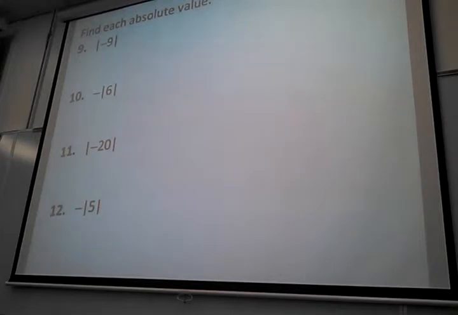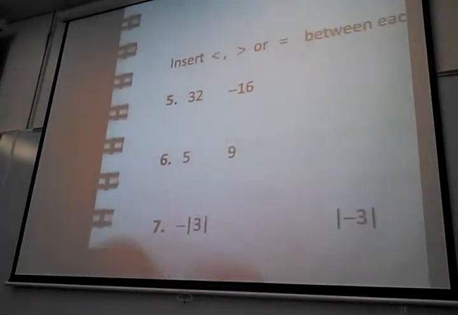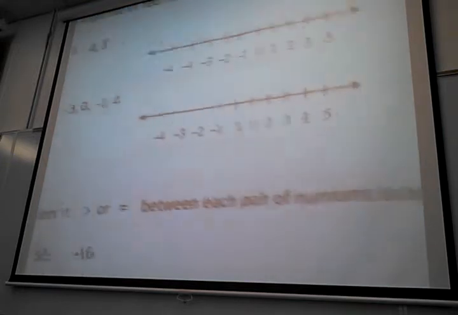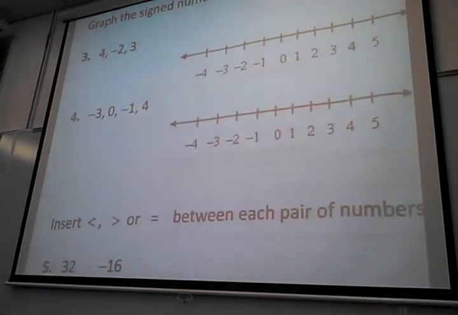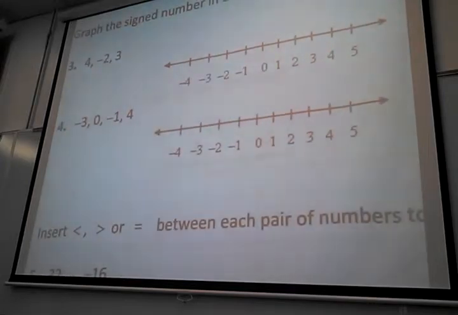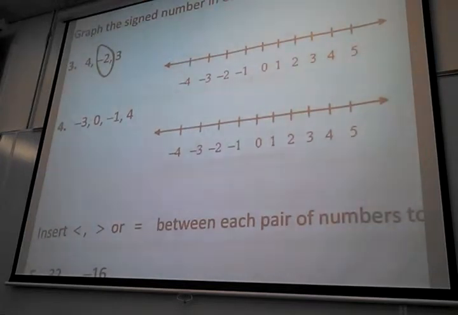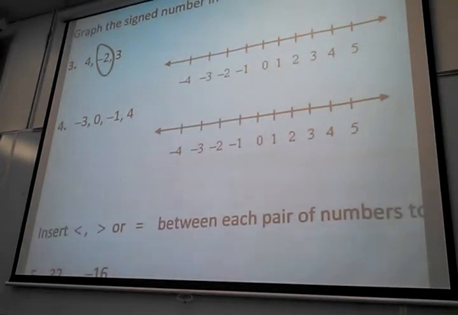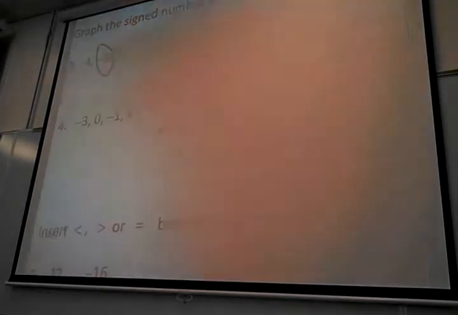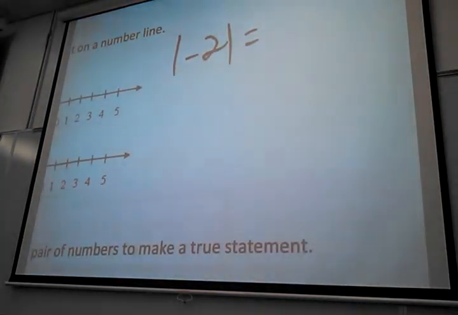The idea absolute value is based off of is distance. So look up here real quick at number 3. This is page 15, sorry. I went back to section 2.1 real quick. How far away from 0 is negative 2? 2. How many steps away? 2. So that's what the absolute value is. If I see absolute value of negative 2, it means how far from 0 is negative 2.